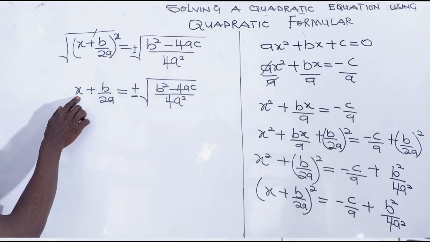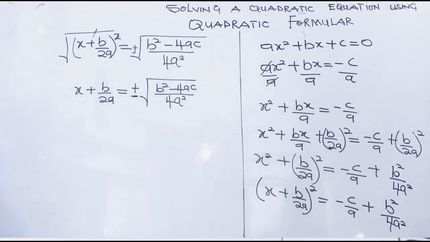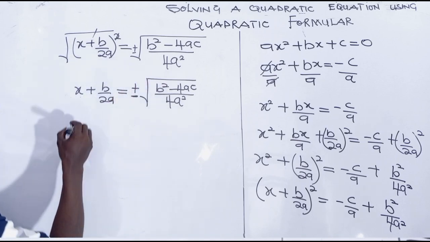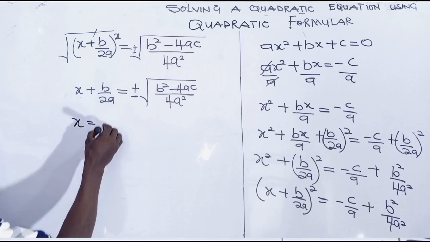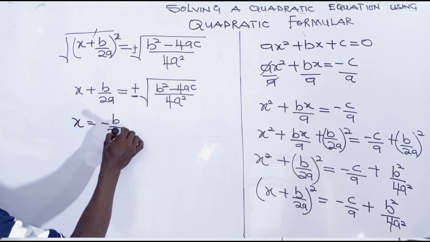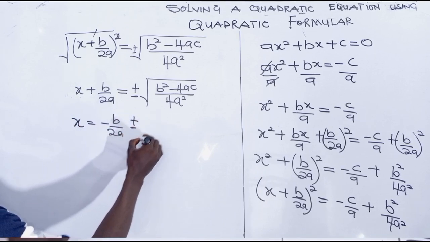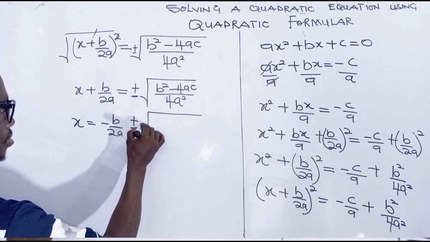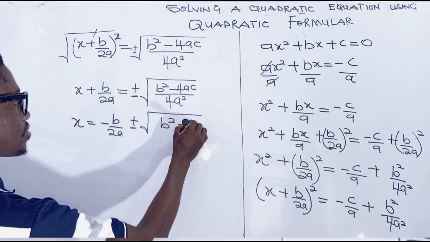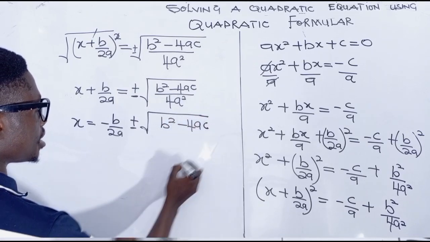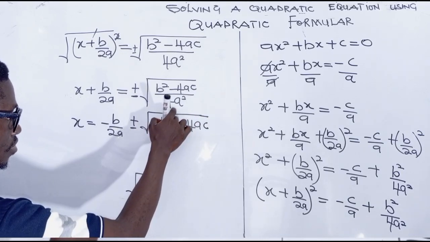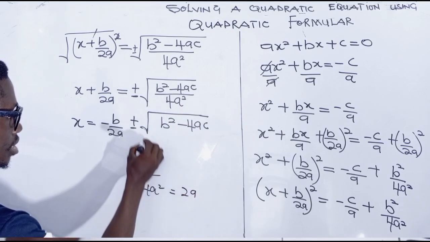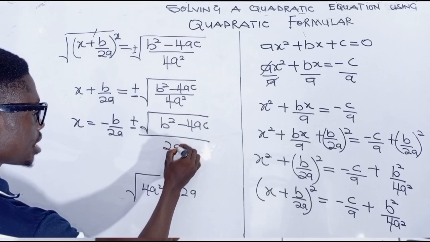Now we are still looking for x, so we have to transpose this term to the right hand side of the equal sign. This is going to give us minus b all over 2a plus or minus the square root of b squared minus 4ac. Now when you take the square root of 4a squared, you are going to get 2a. So you have all over 2a.